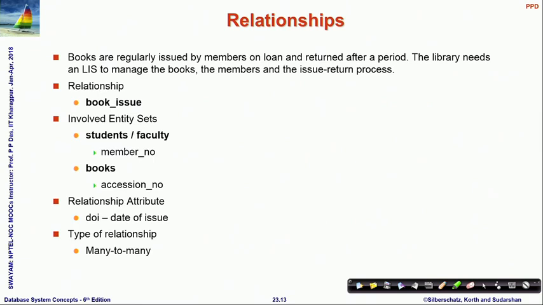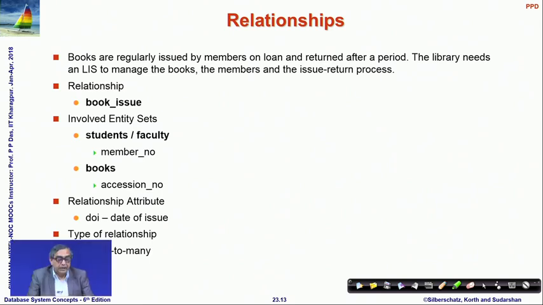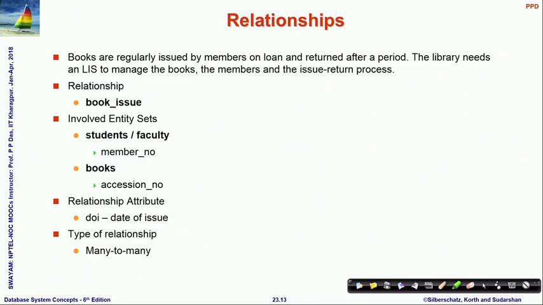These are the immediately visible entity sets that we see. The other part that we now have to check is the relationships. Again, we pick up the relevant statement: books are regularly issued by members on loan and returned after a period. The library needs an LIS to manage the books, members and the issue return process. So, certainly there will have to be a relationship of issue between the student or faculty and the books. We loosely define this relationship: on one side there have to be the books, and on the other side the involved entity set would be either student or faculty.